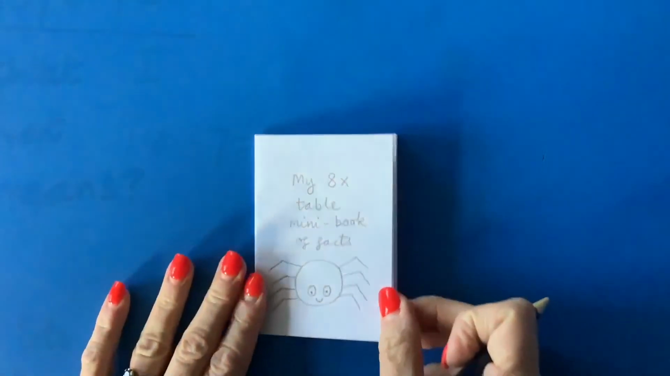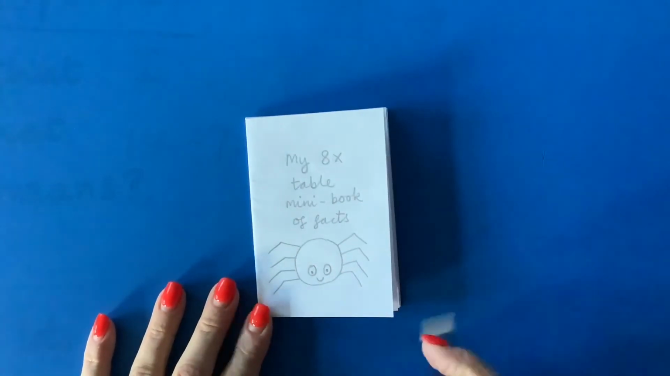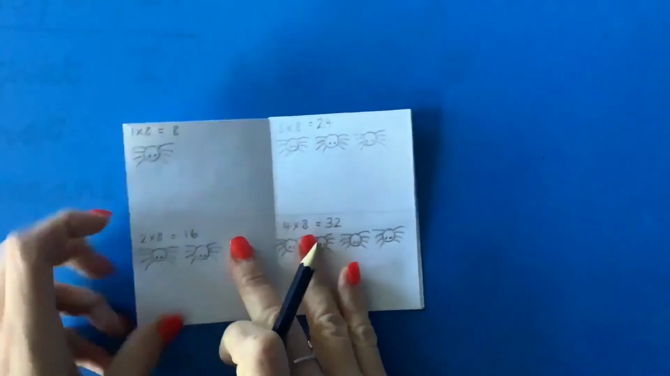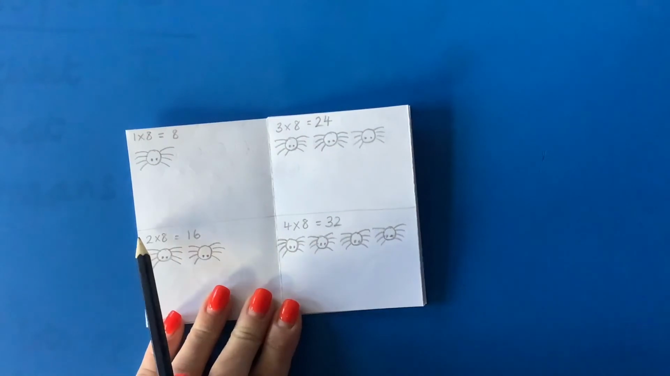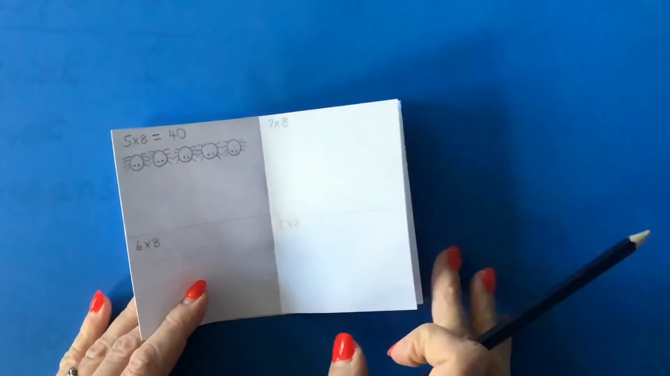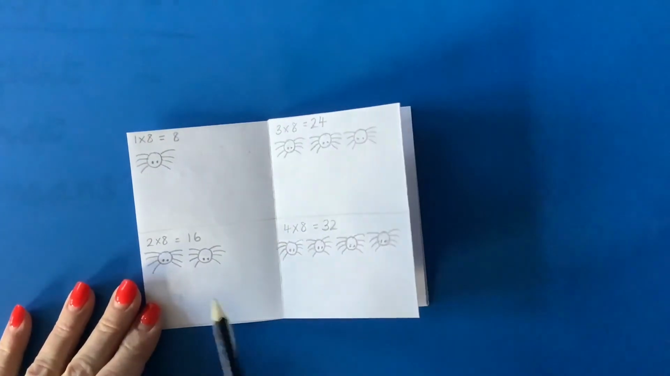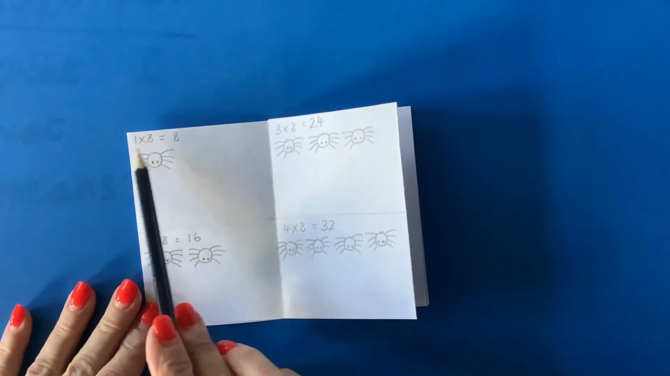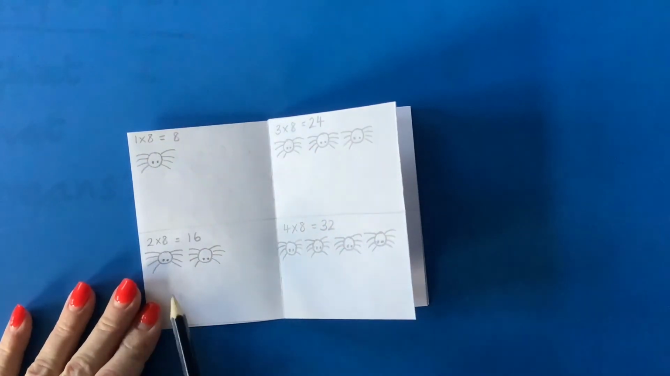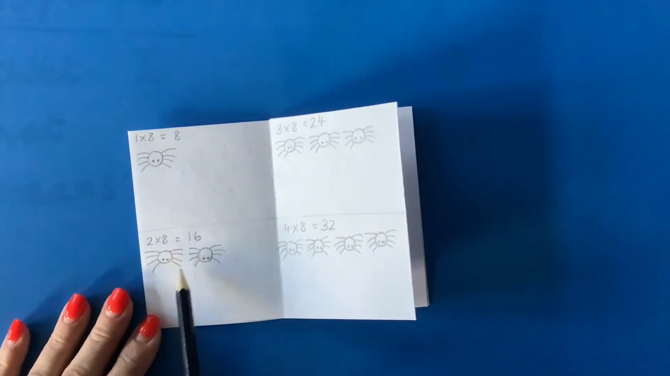Okay, so this is my 8 times table mini book of facts, and the creature I've gone for is a spider because it's got 8 legs. And I've divided the pages up. Each little page has got 2 times tables on, so I can fit them all in to my little book. And I've just started here. So 1 times 8, so 1 spider has 8 legs. 2 times 8, 2 spiders. If I count up the legs, I've got 16 legs altogether.